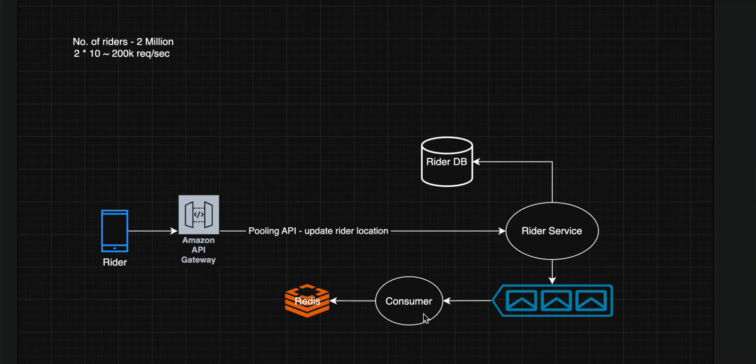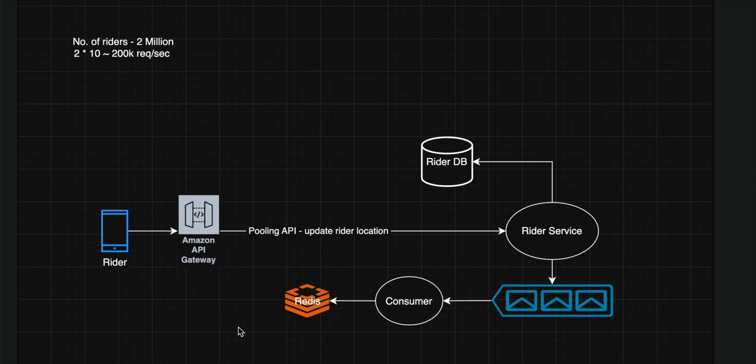So what we have done is, there will be a rider DB to save all the rider information, but for their current location, we are choosing Redis. There is one feature of Redis where we can do geofencing, so we'll make use of that. And also we have a queue where we will push the request and the consumer will update the rider's current location. Okay, so now we know the current location.